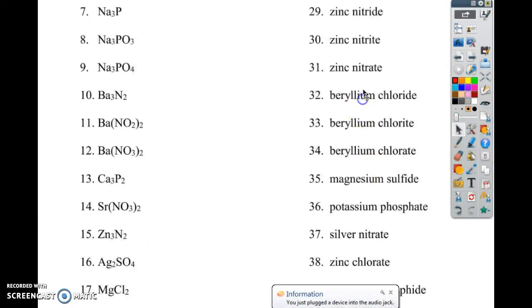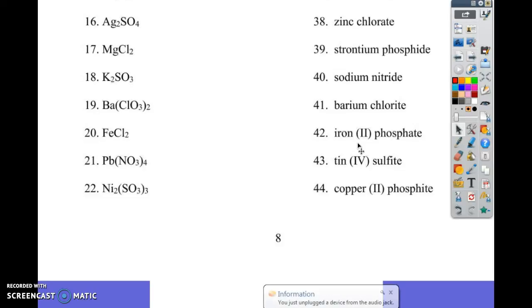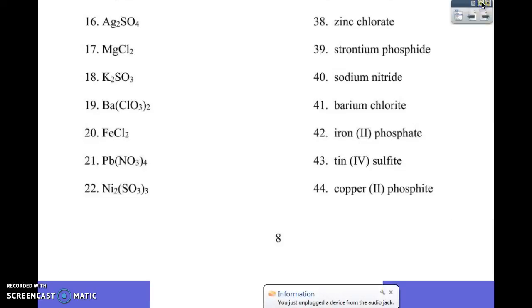Get into some harder examples down here. So all the way down at the bottom, 20, 21, and 22. These are metals that are multivalent. So for FeCl2, and I'm going to write this a little bigger here, iron can either be 2 or 3, so you have to figure out which one it is.